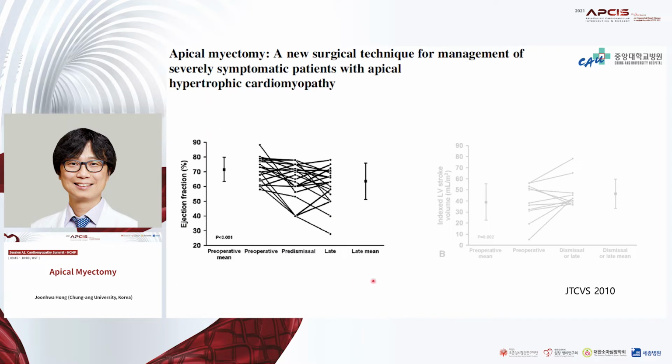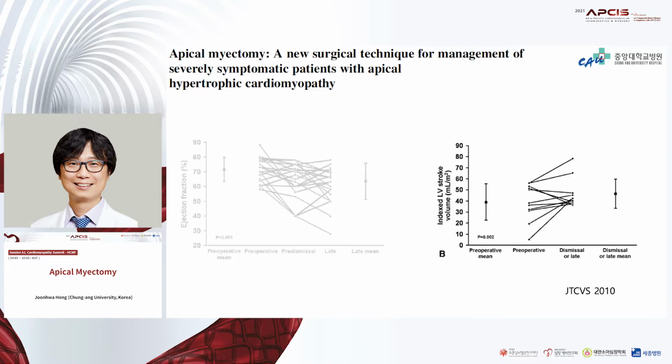In this paper, I think Dr. Schaff's group very nicely described the physiologic change before and after apical myectomy surgery. As you can see in this panel, ejection fraction decreased after apical myectomy surgery in most of the patients. But as you can see in this other panel, the left ventricular stroke volume increased after apical myectomy surgery, and I think cardiac output also increased.